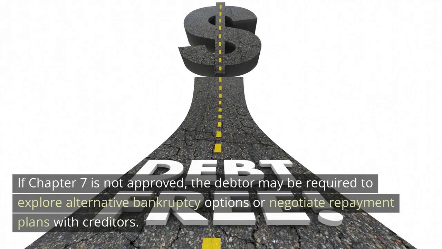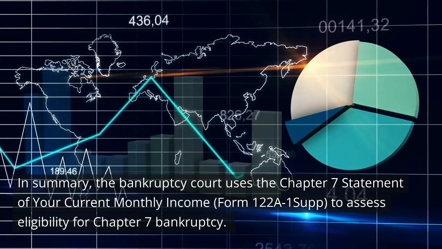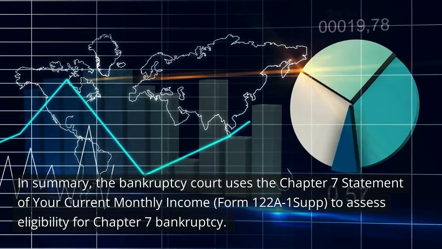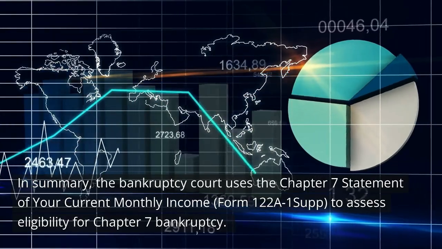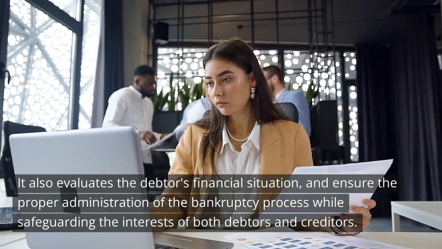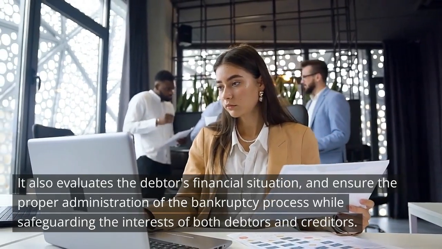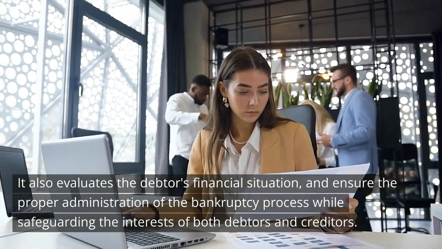In summary, the bankruptcy court uses the Chapter 7 statement of your current monthly income, Form 122A-1 Sup, to assess eligibility for Chapter 7 bankruptcy. It also evaluates the debtor's financial situation and ensures the proper administration of the bankruptcy process while safeguarding the interests of both debtors and creditors.